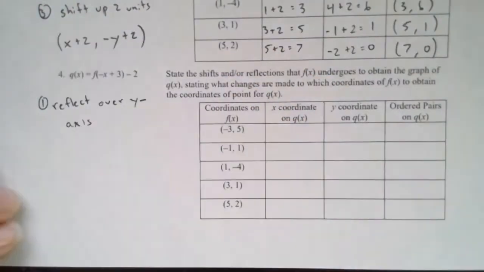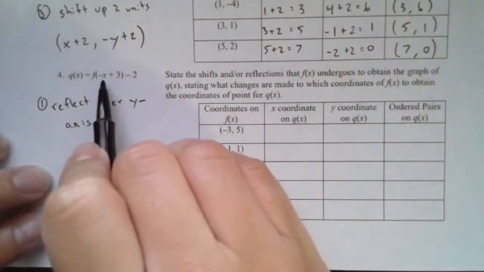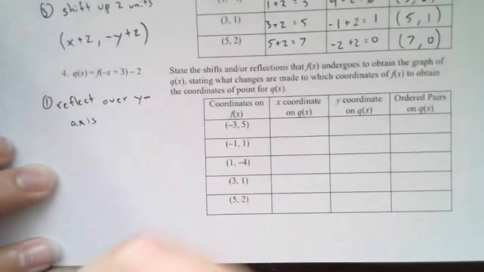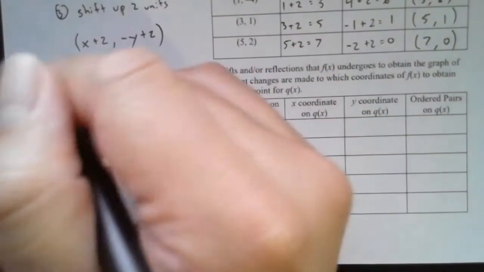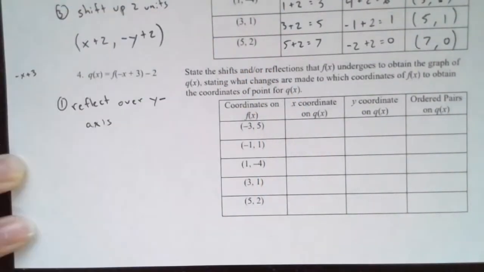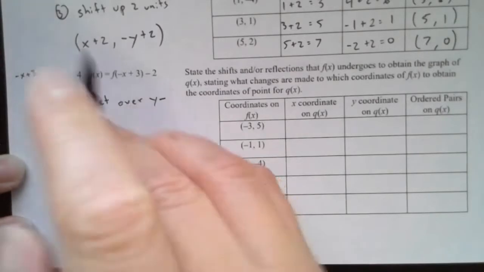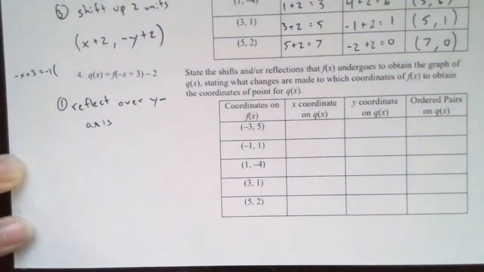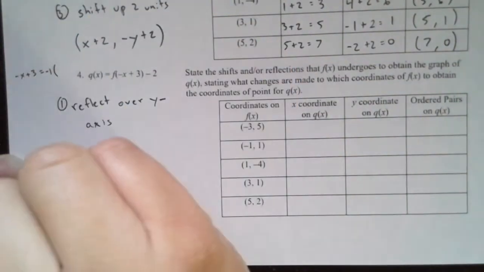Now, recall from our previous lesson, when you reflect over the y-axis, pull out the negative 1 so that you can see what the expression looks like inside. Let me do this over here to the side. I have negative x plus 3, right? That's what's right here. This is equivalent to negative 1 times x minus 3.